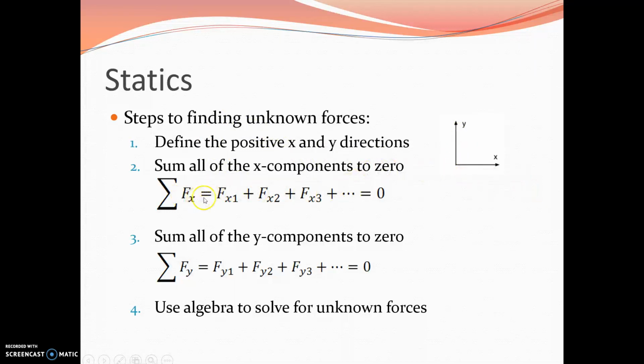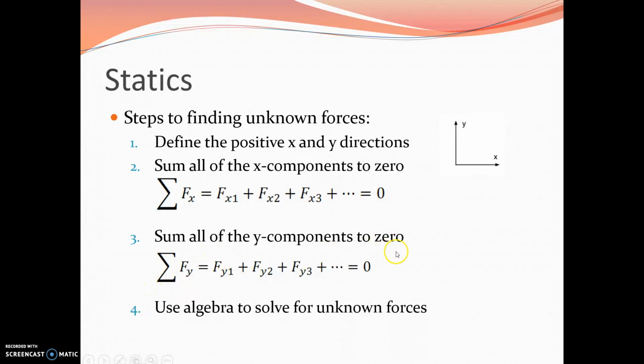So the steps to finding unknown forces is that you define your positive x and y directions. You sum all of the x components equal to zero. So this symbol means summation of forces in the x direction. Summation basically means add. Add the forces in the x direction. So this would just be a random force in the x direction. If you have a second force in the x direction, this is it. You third, this is it. Fourth, just keep adding all the x forces.